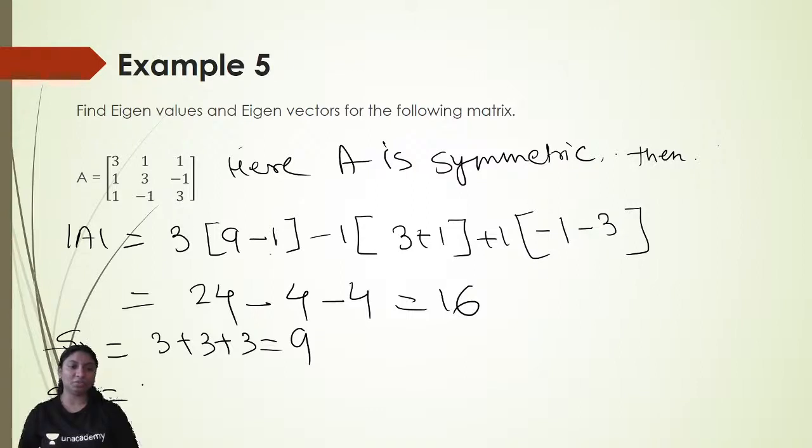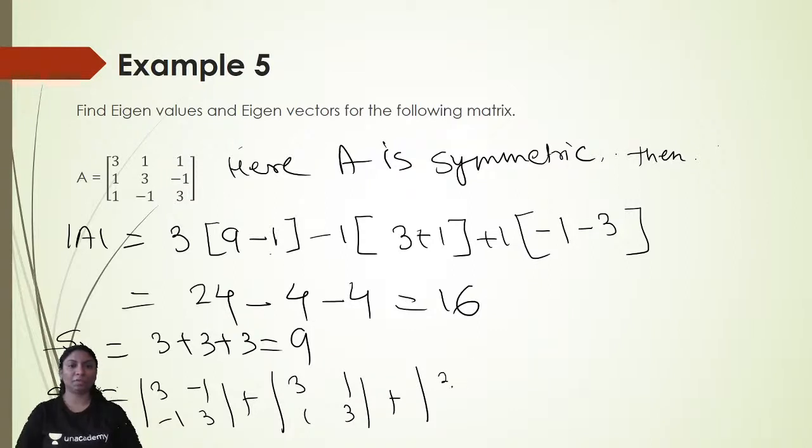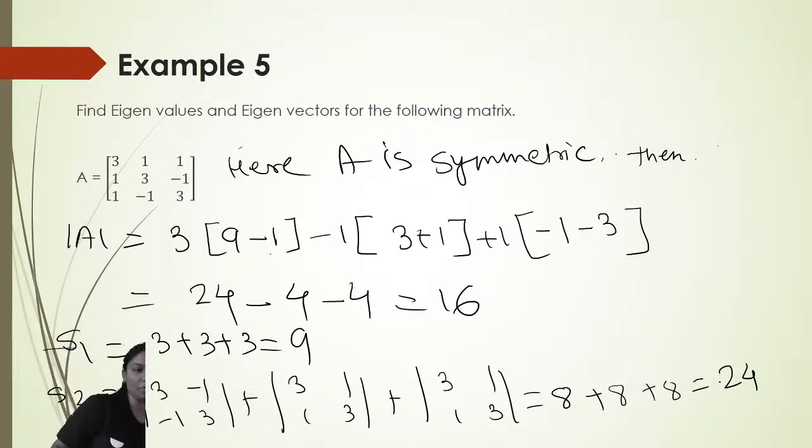Similarly, calculate S2. S2 is equal to the determinant of [3, -1; -1, 3] plus the determinant of [3, 1; 1, 3] plus the determinant of [3, 1; 1, 3], which is equal to 9 minus 1, so 8, plus 9 minus 1, 8, plus 9 minus 1, 8, so it is 24. S2 is equal to 24. We got S1, S2 and the determinant of A. Directly we can write down here the characteristic equation.